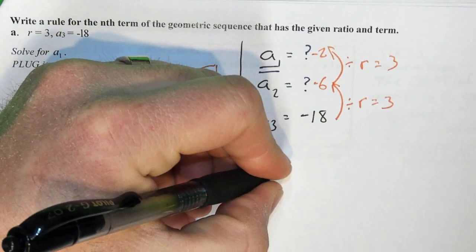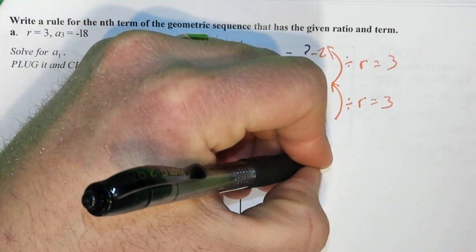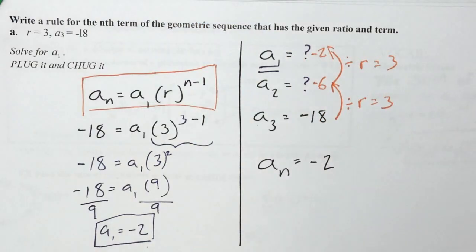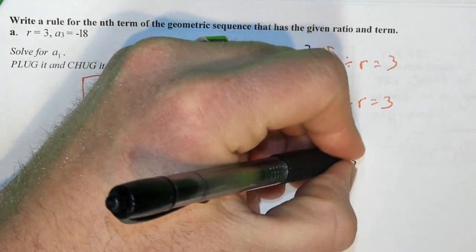Our rule for this problem is going to start with an, just like all of our rules. It's going to have our first term, which we just came up with, which is negative 2. It will also use our ratio from the very beginning of the problem. And we're going to use our variable, which is going to be n minus 1.